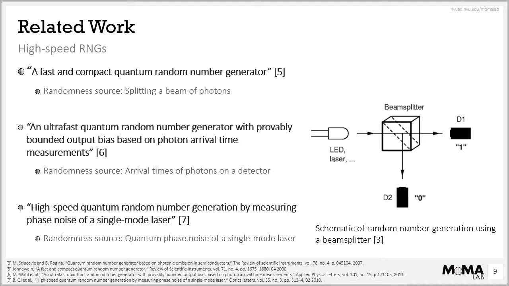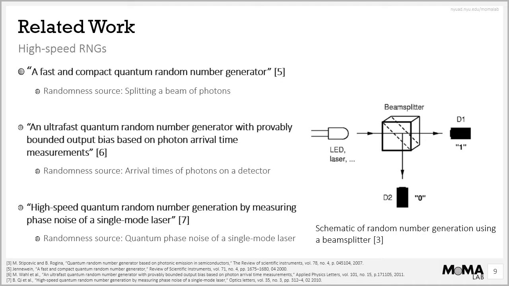Lastly, a more complex state-of-the-art implementation is based on the measurement of quantum phase noise of a single-mode laser. This solution relies on random phase fluctuation in an electric field to generate random numbers, and they manage to produce a generation rate of 500 megabits per second.